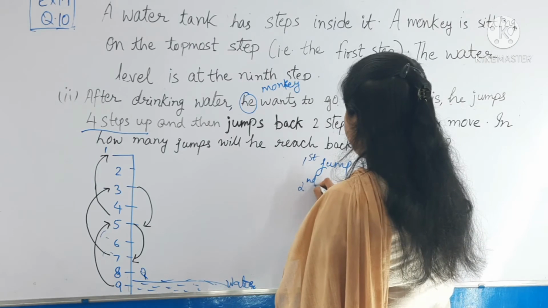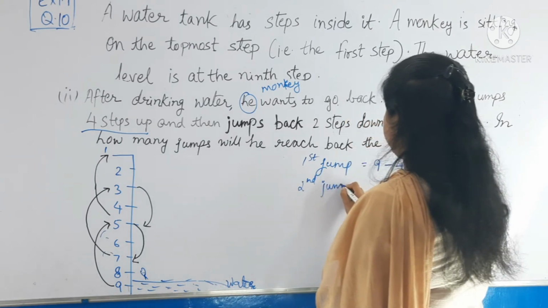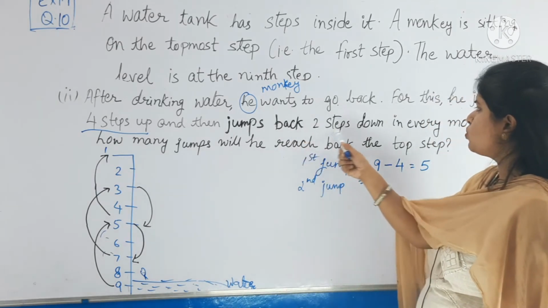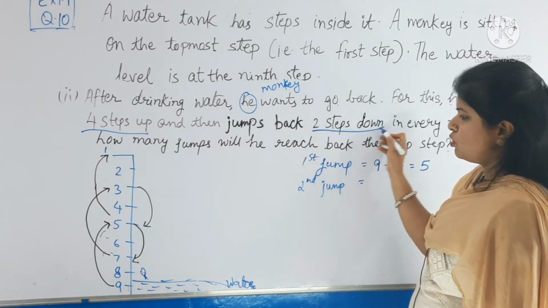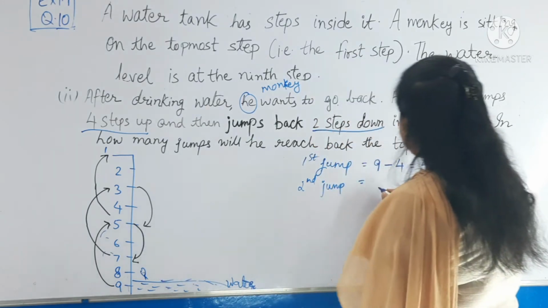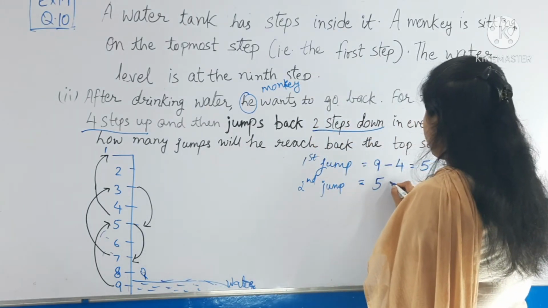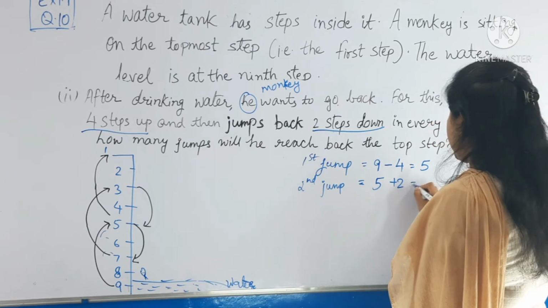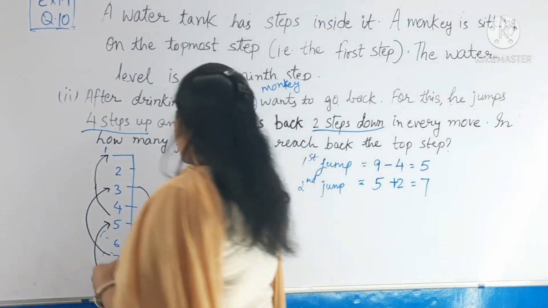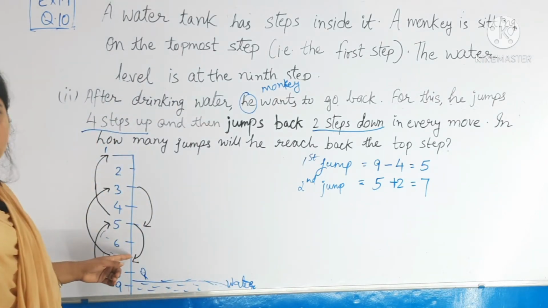Then in the second jump, the monkey jumps back 2 steps down. 2 steps down means we have to add 5 plus 2, that is 7. Where is the monkey? The monkey is on the seventh step.